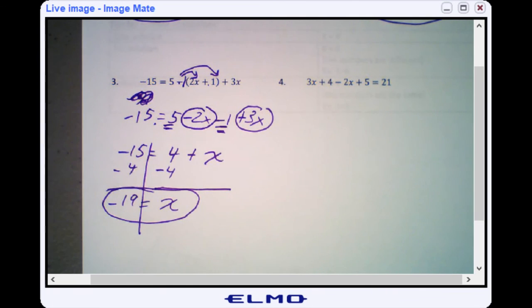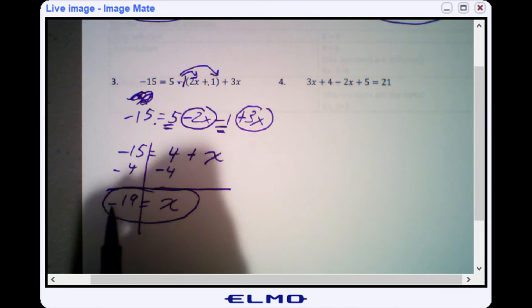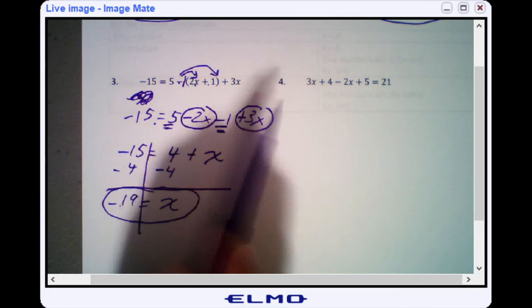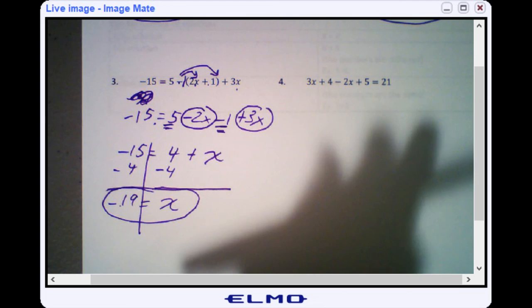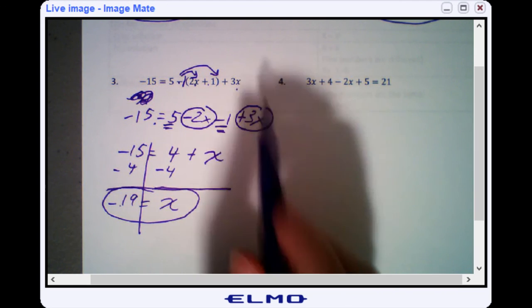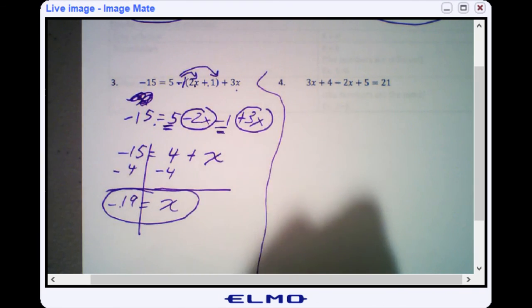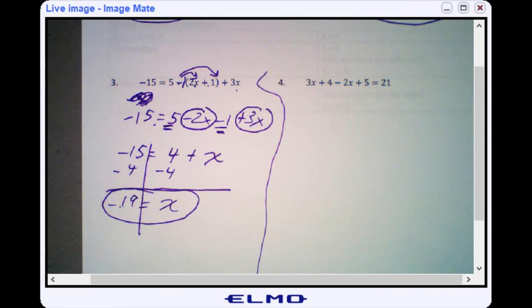Again, I can plug it in to check. I would plug negative 19 in for the x next to the 2 and the x next to the 3 inside parentheses, and plug it into Desmos and make sure it gives me negative 15. For problem 4, I don't have any parentheses.